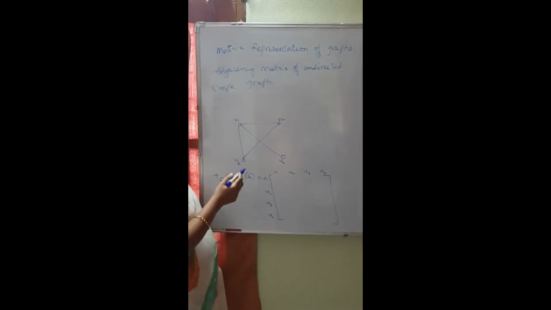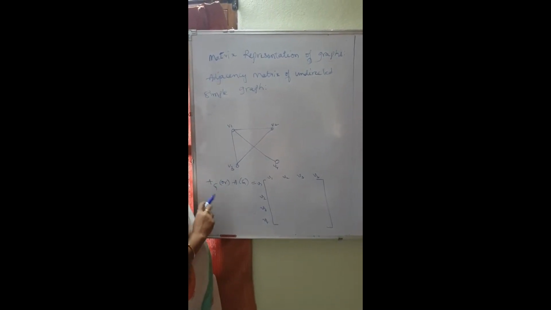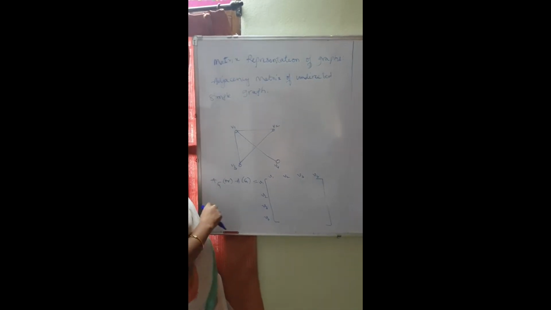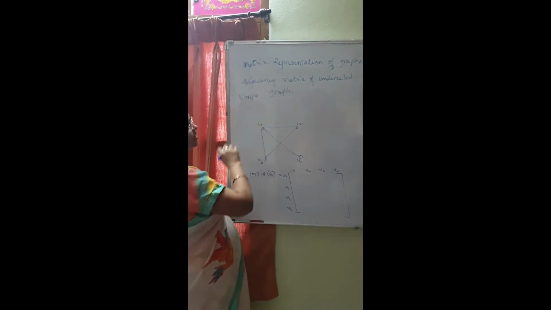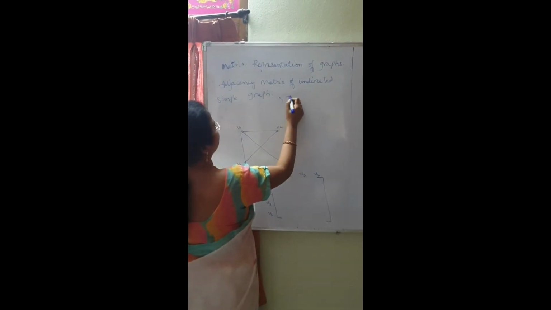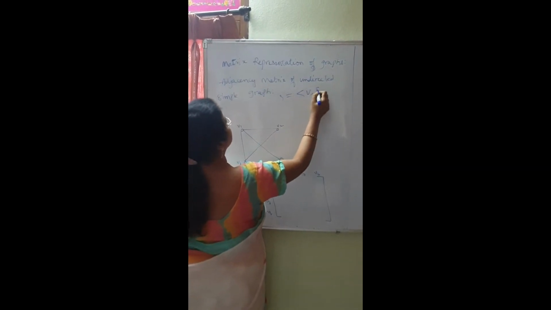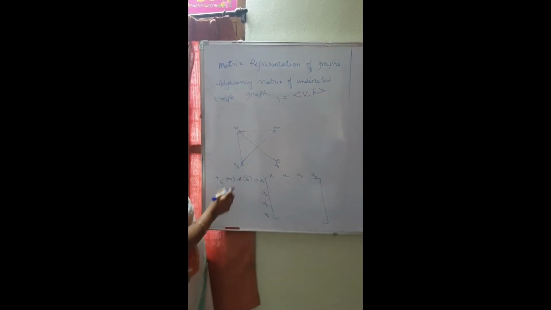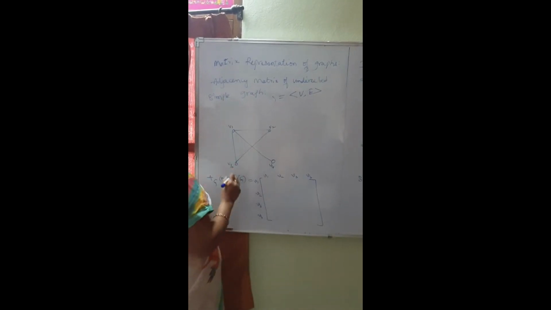Hello friends, in this lecture I am telling you about the matrix representation of graphs. Here we are first going to discuss the adjacency matrix of an undirected simple graph. Let G be a graph with vertices and edges, and it is a simple undirected graph.